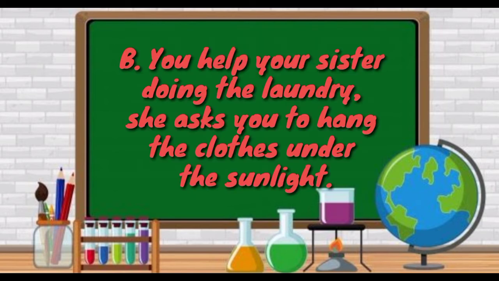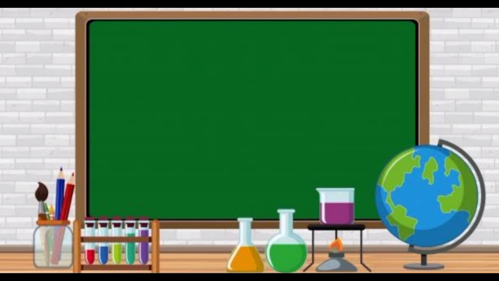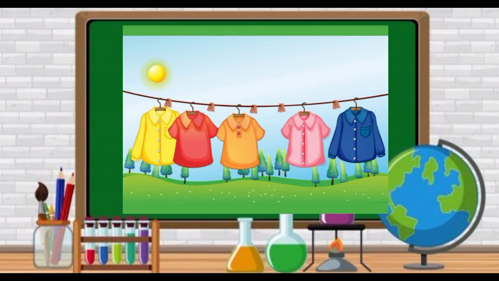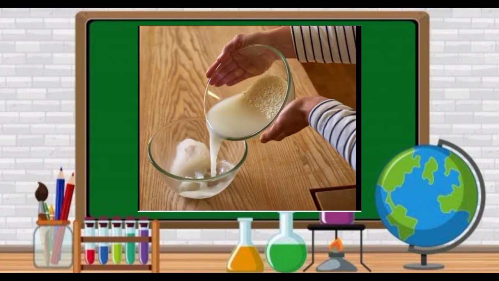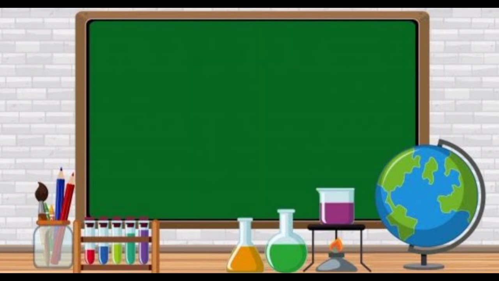B. You help your sister doing the laundry. She asks you to hang the clothes under the sunlight. What is the effect of sunlight to the clothes? Give the importance of the process. Next, you are going to cook rice for lunch. Before cooking it, you need to wash the rice grain. What technique will you use so that the rice will not go down the drain? Give the importance of the process.